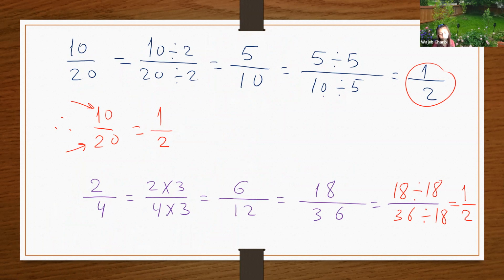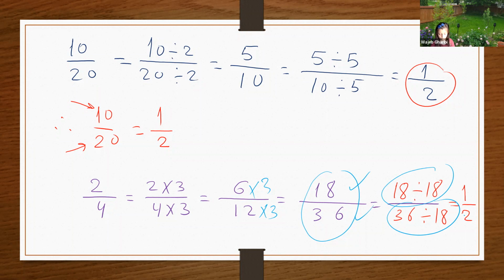The same thing here, we have 2 over 4. If we multiply by 3 over 3, we get 6 over 12. Then we multiply by 3 again, and we get 18 over 36. 6 multiplied by 3 is 18, and 12 multiplied by 3 is 36. And again, 18 over 36, we divide both numerator and denominator by 18, and we got 1/2. Okay.